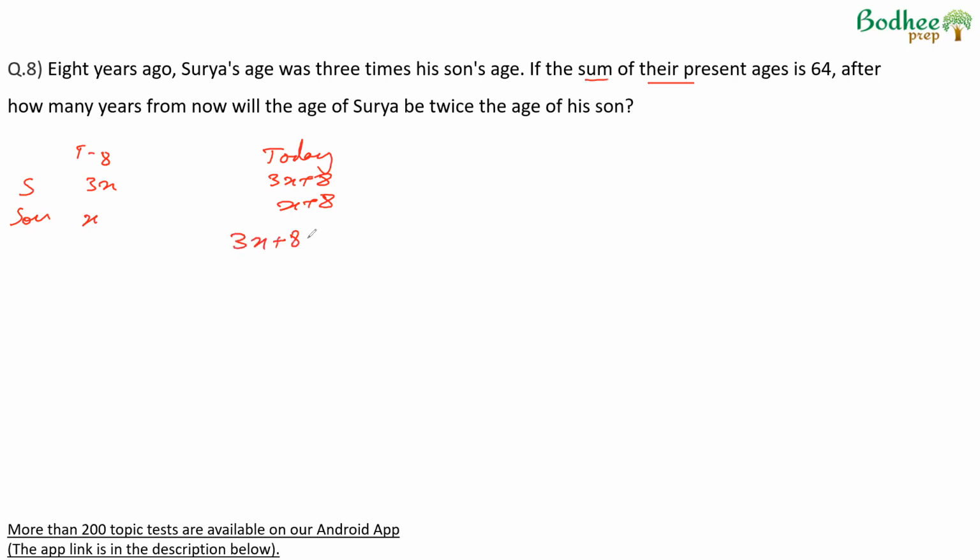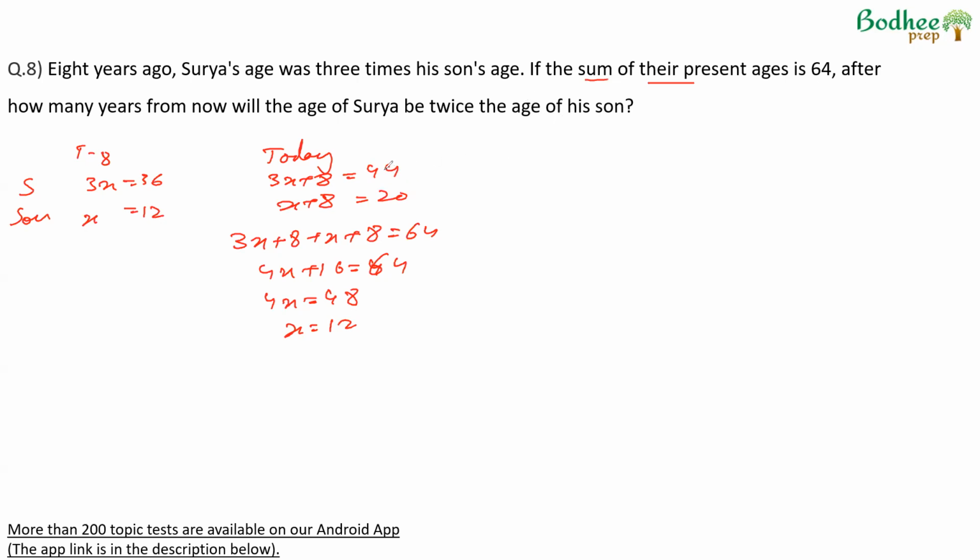So 3x plus 8 plus x plus 8 is 64, which means 4x plus 16 is 64. Subtracting 16 from both sides, 4x is equal to 48. Divided by 4, x is equal to 12. So the ages were 36 and 12. Today they will become 44 and 20. After how many years from now will the age of Surya be twice the age of his son?